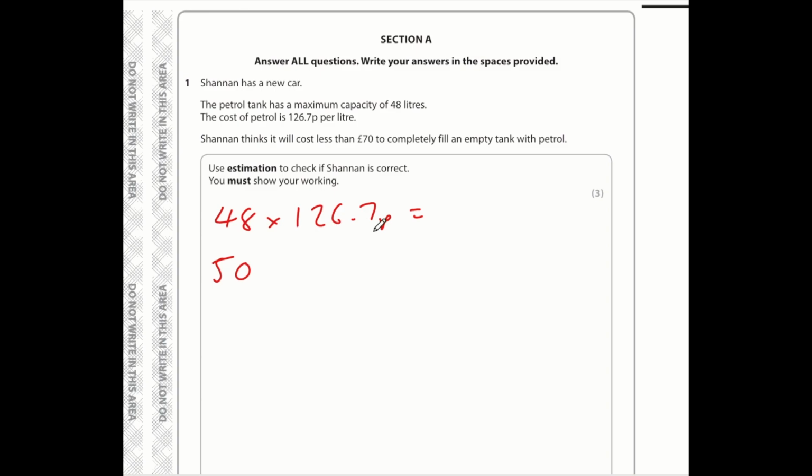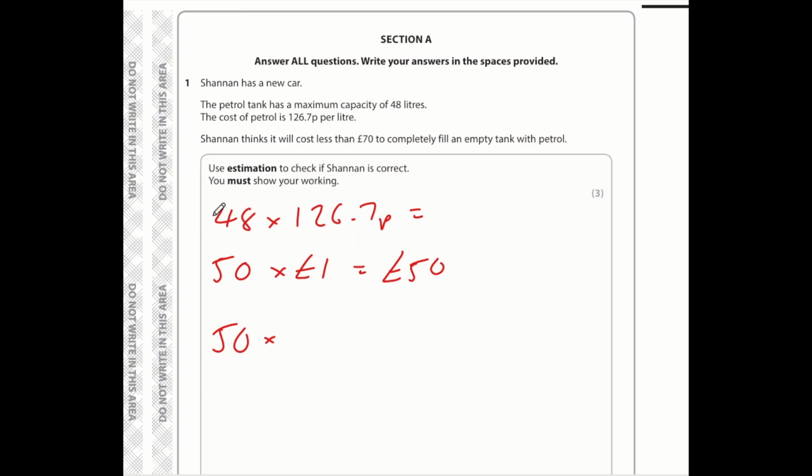Now usually I would round to one significant figure, and that would mean rounding this to the nearest 100, so that would be 100 pence, which would be £1. And 50 times £1 is £50. However, the problem with that is, although it's nice and convenient, I've rounded this down massively. So you could say, well, Shannon's right, but maybe it's only because we've significantly reduced the price. So I would be tempted just to round this up a little bit, so that we're approximating, but with the worst case scenario.